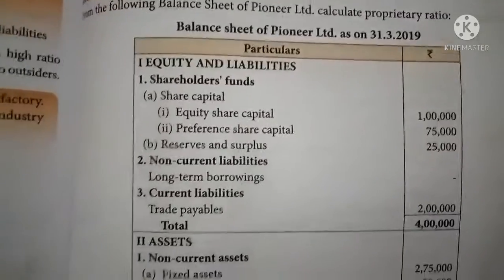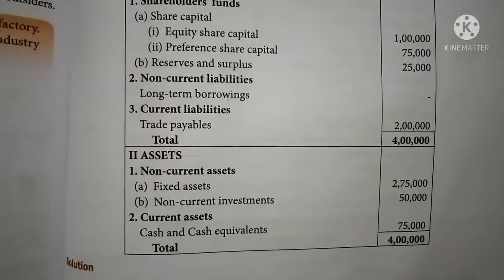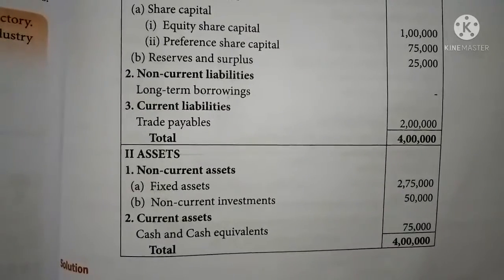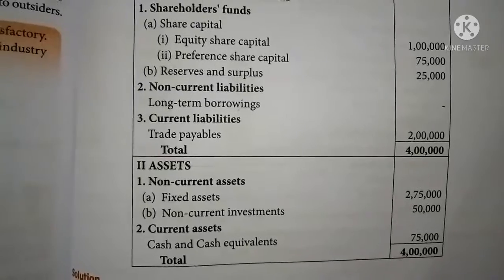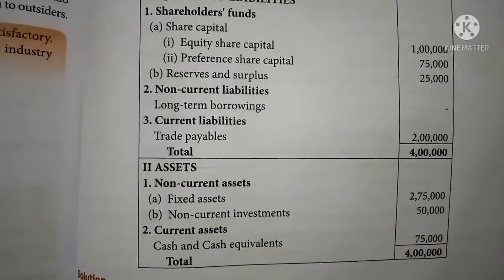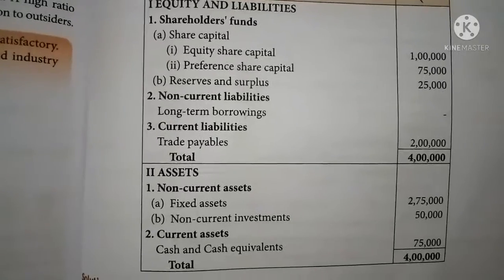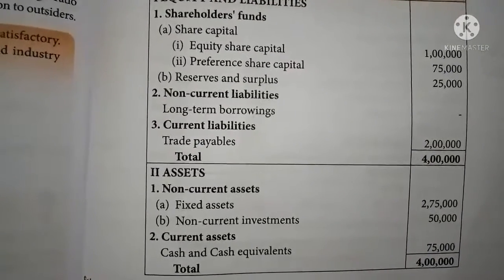And then in order to find out the total tangible assets, on the asset side take fixed assets 2,75,000, non-current investments 50,000, cash and cash equivalents 75,000. All these three are tangible assets. So the total value of the tangible assets will be 4 lakh.